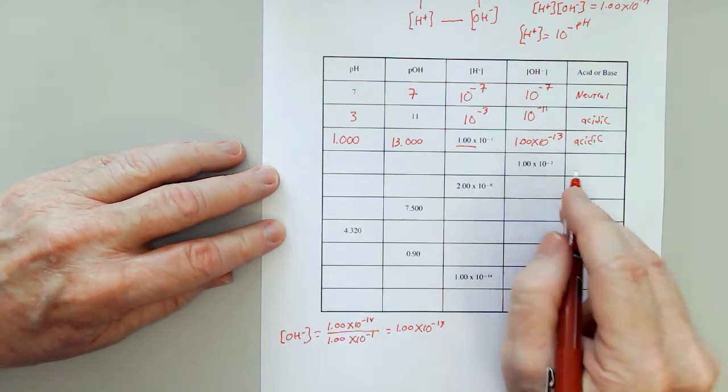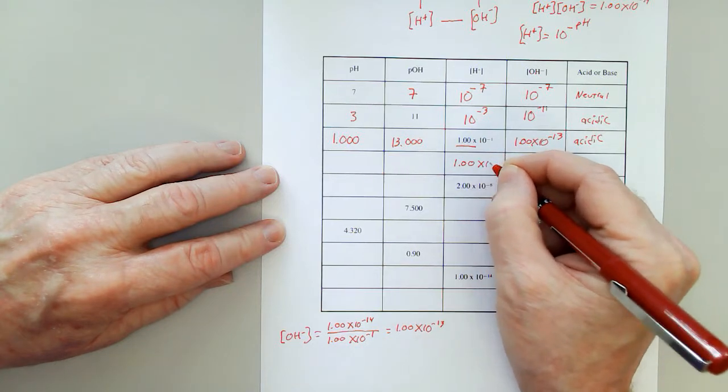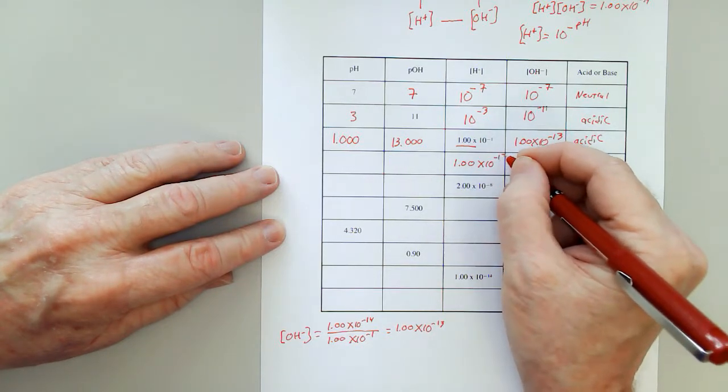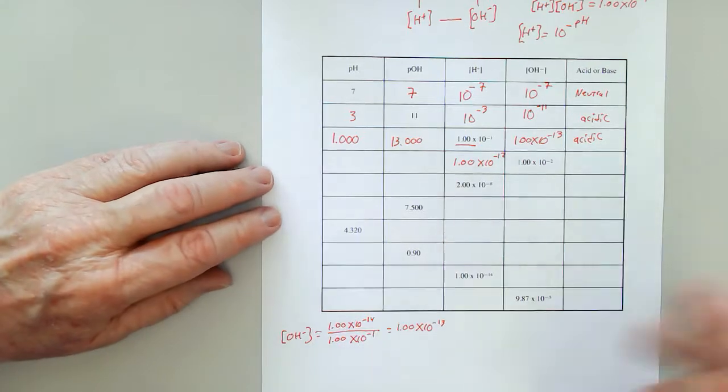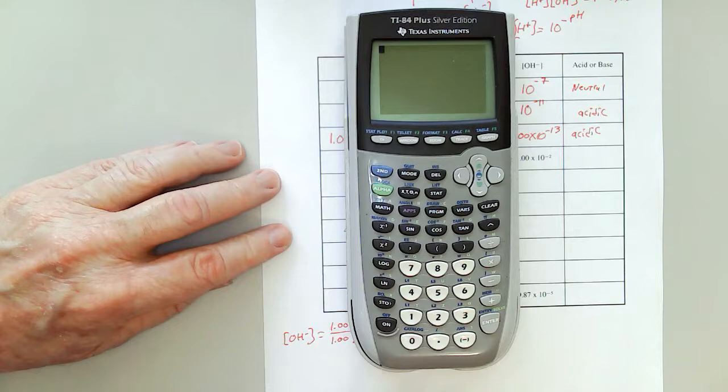Now, since that's 1.00 times 10 to the negative 12th, I can get 1.00 times 10 to the negative, that's negative 12th because that's negative 2. I think I misspoke there. Let's look at a calculator. Let's see if we can do that now. Okay?